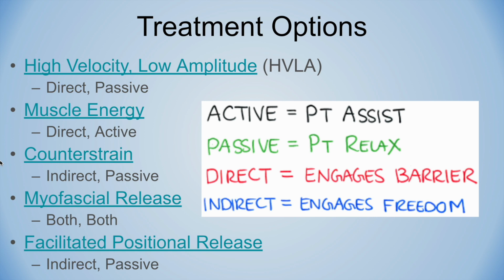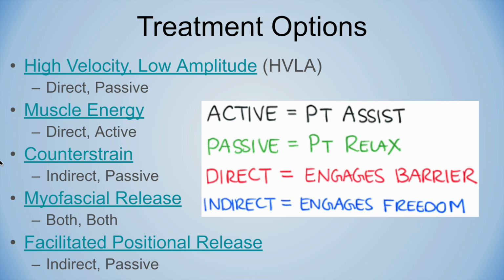HVLA, you might have heard before, a high velocity, low amplitude manipulation. And this is a direct and passive technique where a patient is going to tend to have the cavitation of a joint having an articulation.